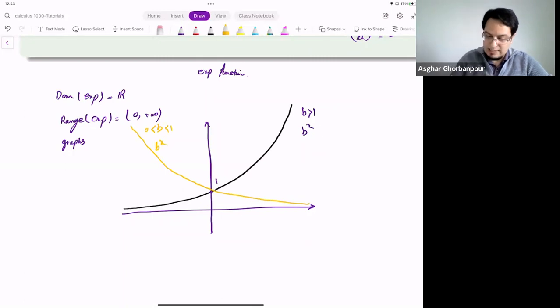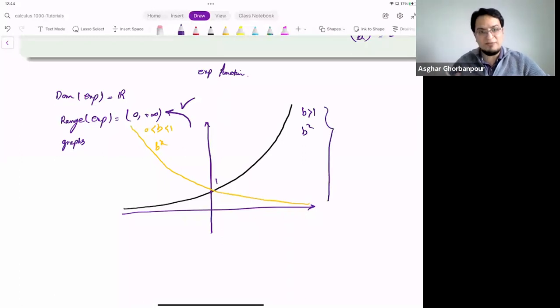There are a few things that now, just by looking at the graph, you can check. This one is the range. You see that it takes everything which is bigger than 0. So that is the range. That's one way to check the range.